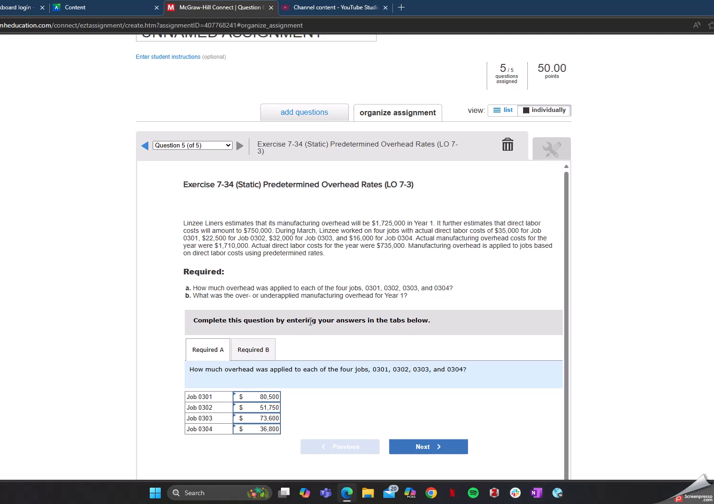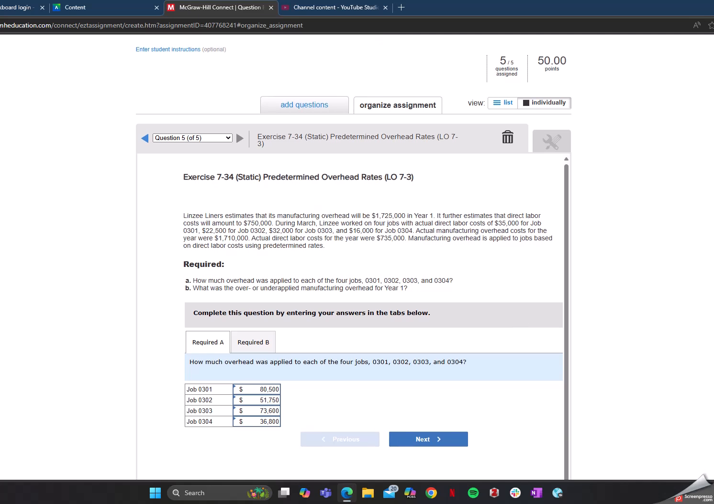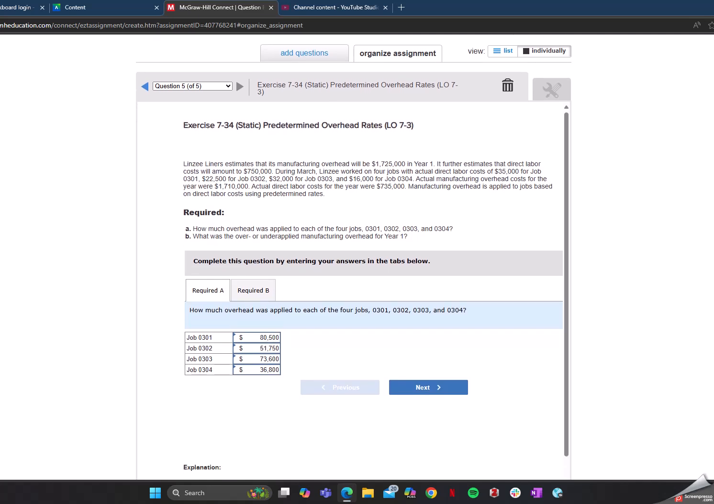Okay, then another, allocating to various jobs. So we've got manufacturing overhead of $1,725,000, direct labor of 750,000. We worked 4 jobs, and they give us the actual direct labor for each one of those jobs. Our actual manufacturing overhead ends up being 1,710,000, and then the actual direct labor costs were 735,000. And again, it's applied based on that direct labor cost.